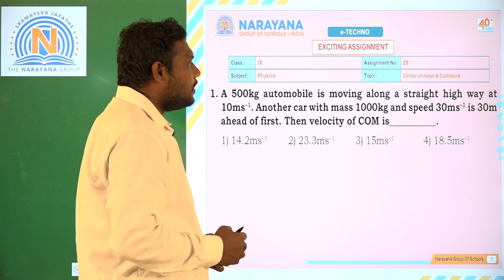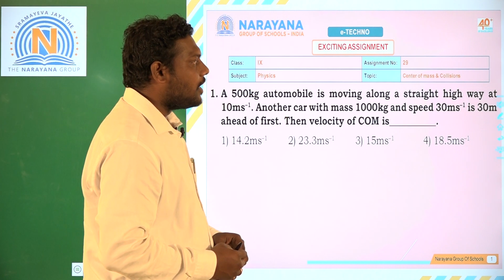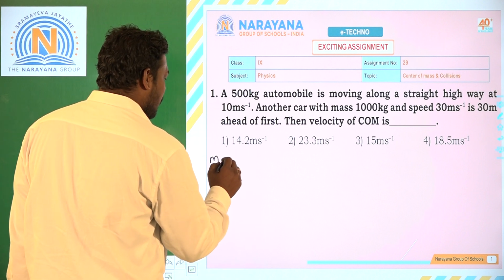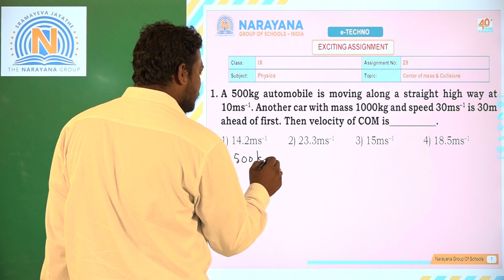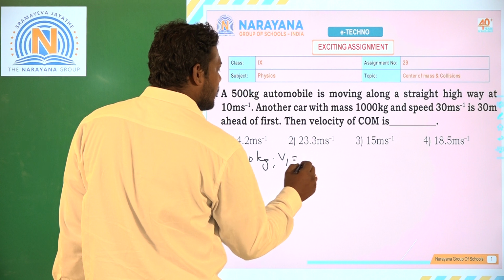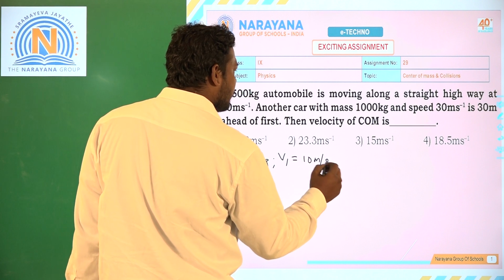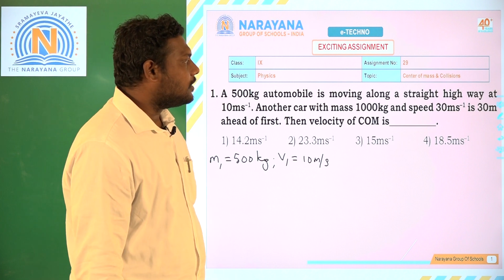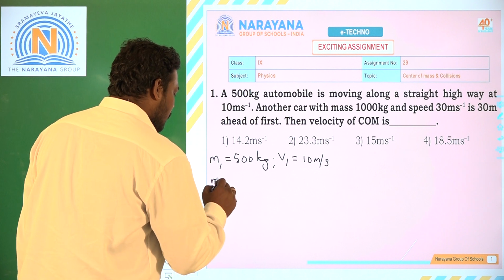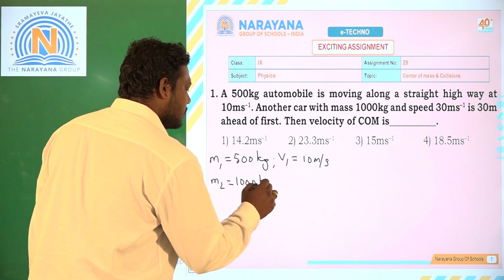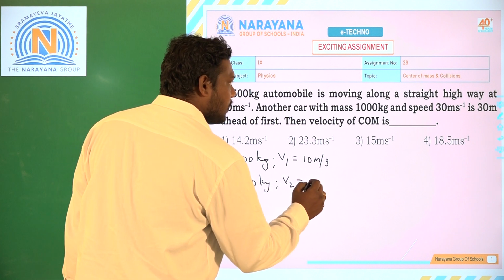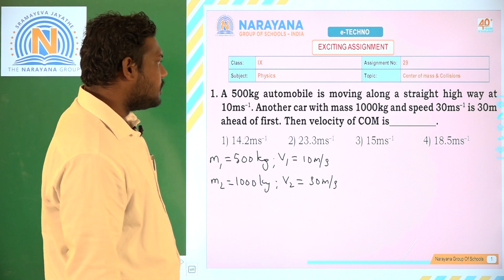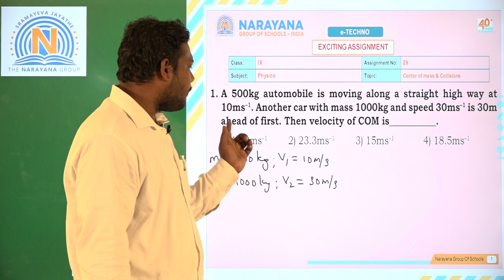A 500 kg automobile is moving along a straight highway at 10 meters per second, right? So we have here M1 is equal to 500 kgs, V1 is equal to 10 meters per second. Another car with a mass 1000 kg and speed 30 meters per second is 30 meters ahead of the first, right?